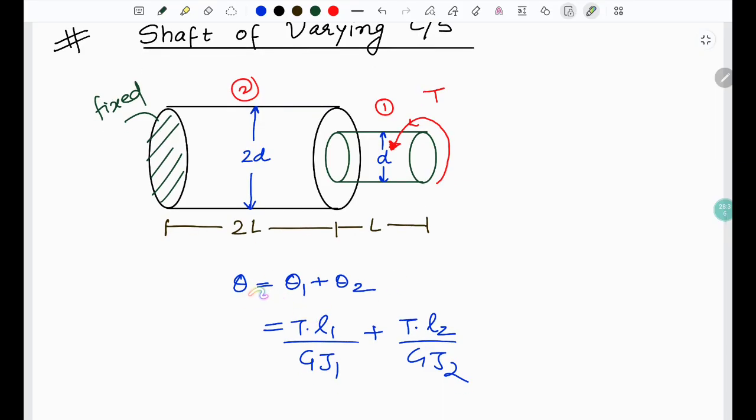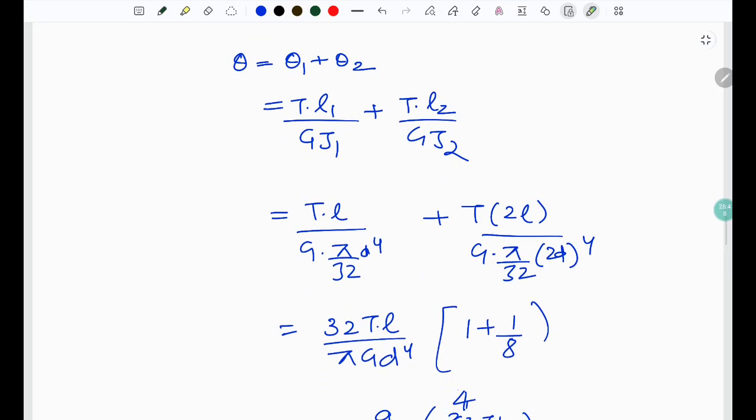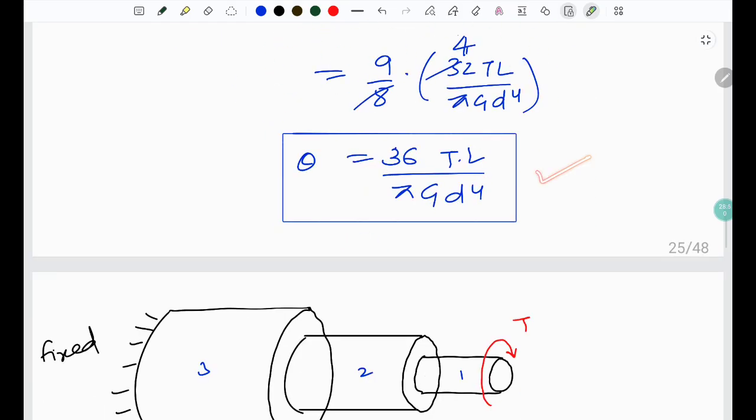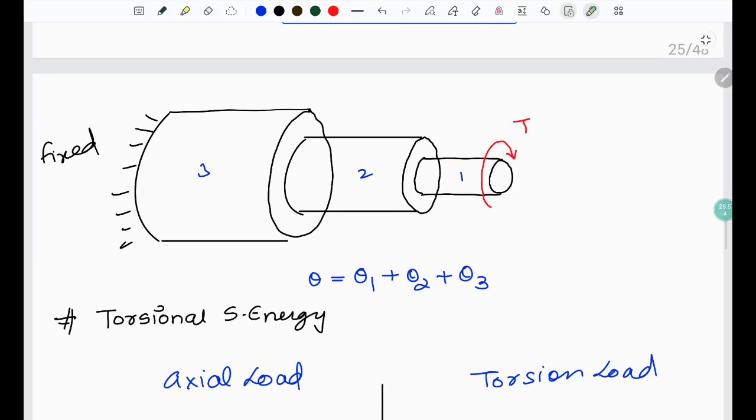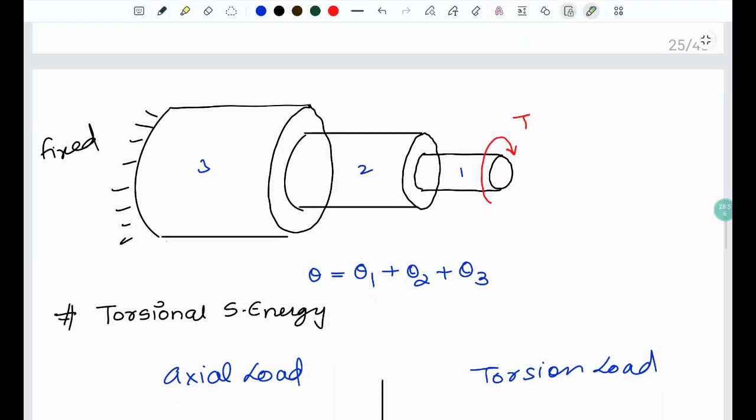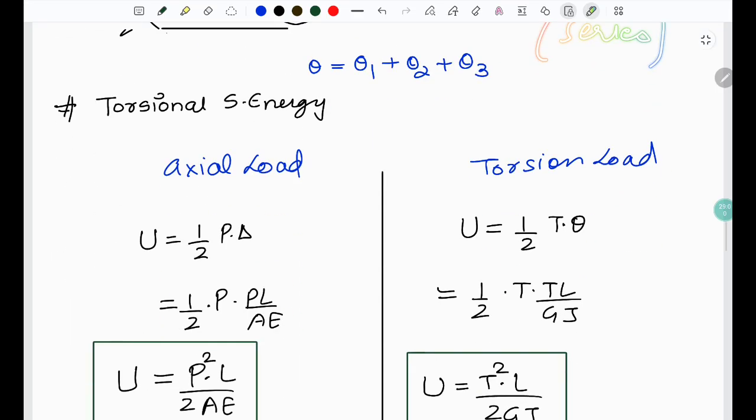It can be written as theta equals theta 1 plus theta 2. This is more like a series: TL1 by GJ1, TL2 by GJ2. Solving this we get the final theta. Then we have fixed shafts. Again this is similar to in series.